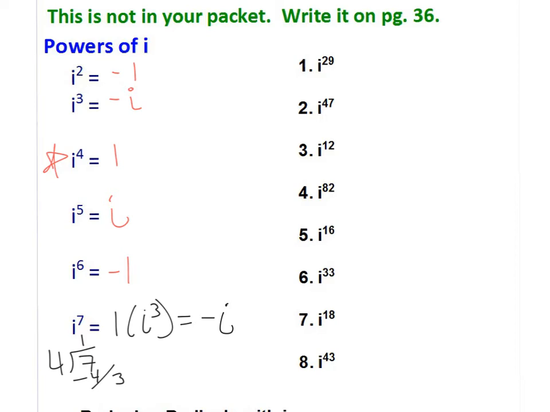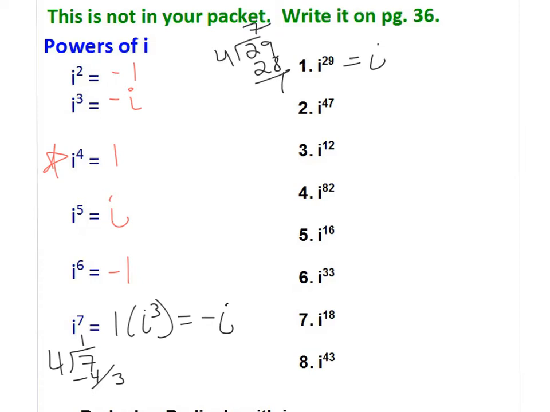So let's do that with now 1 through 8 over here on the right. What we're going to do every time is divide the exponent by 4 and see what we have remaining. So 4 goes into 29 7 times with 1 remaining. So that means this is the same thing as i to the first.